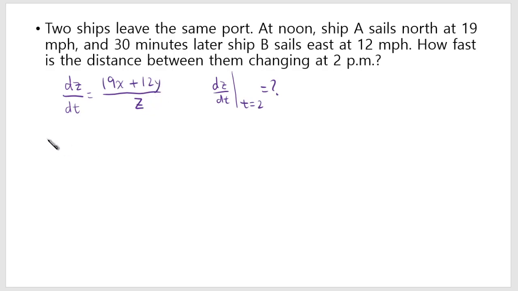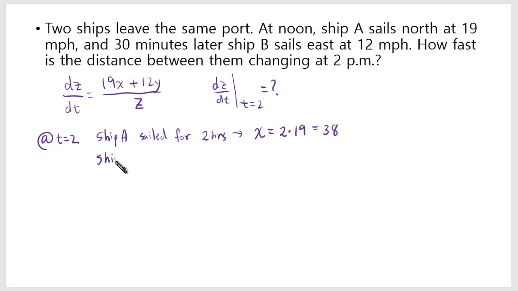So let's do that. At time t equals to 2, ship A sailed for how long? It started at noon and it's until 2 p.m., so 2 hours passed, right? So ship A sailed for 2 hours, and because distance is time times speed, time is 2 hours and speed is 19, you get 38.